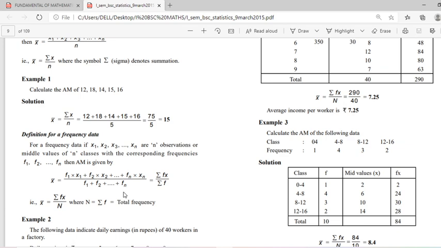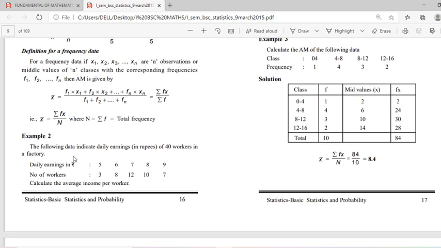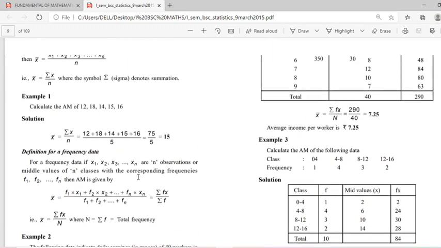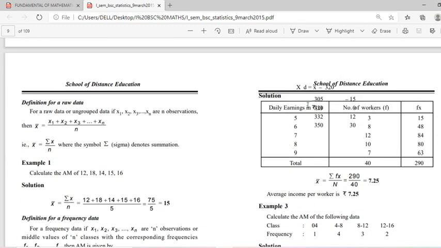Another example is for frequency data. The following data indicate daily earnings of 40 workers in a factory. The earnings are 5 rupees, 6 rupees, 7 rupees, 8 rupees and 9 rupees. Number of workers: 3 corresponding to 5, 8 corresponding to 6, 12 corresponding to 7, 10 corresponding to 8 and 7 corresponding to 9. So these are the frequencies. We can apply the frequency formula, that is total earnings.